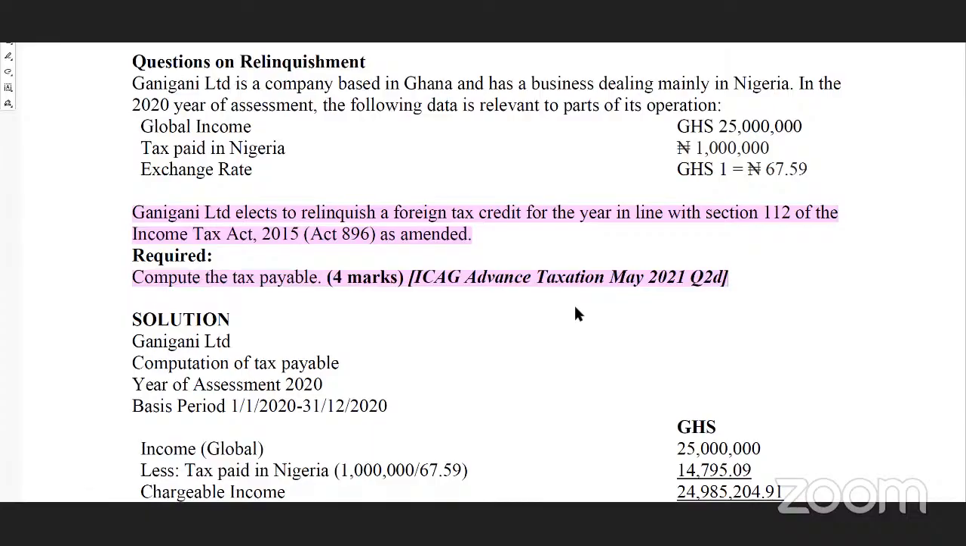So what did we say here? We said relinquishment means what? The foreign tax that was paid will be given as what?